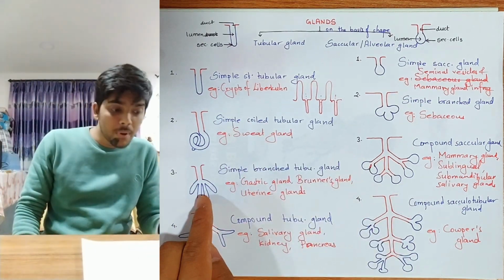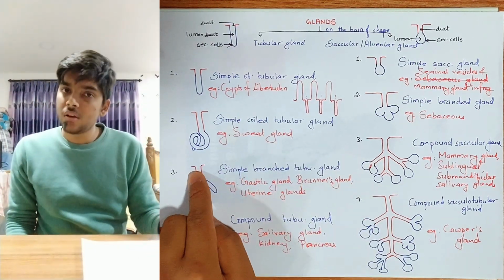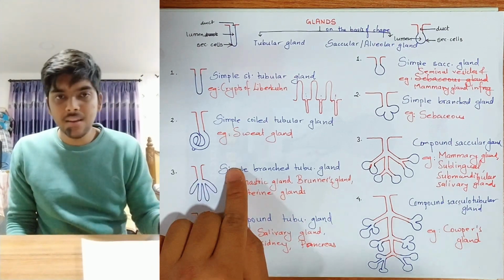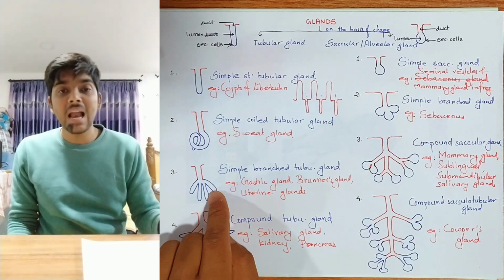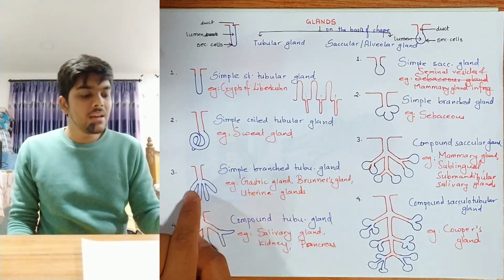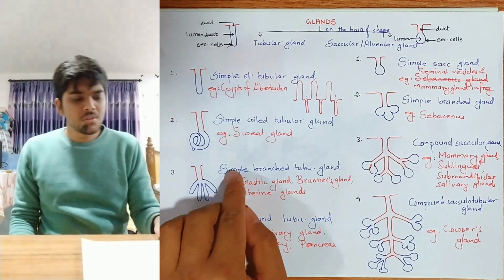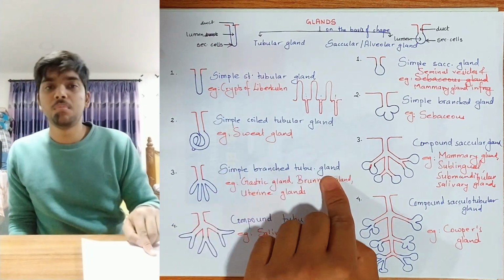Look at the third type. So is your duct branched? No. That means the gland is simple. Is the secretory portion branched? Yes. That means the gland is branched. Is it tubular? Yep. So that's your simple branched tubular gland.